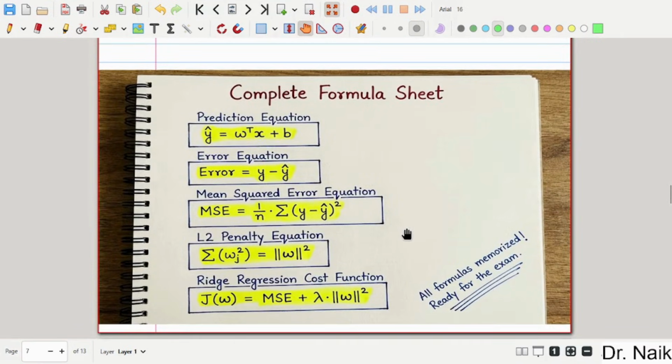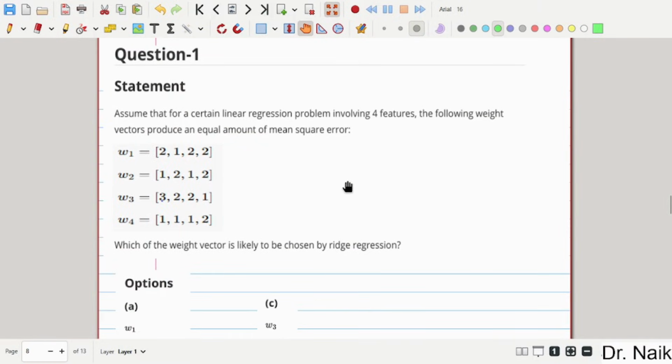So these are some important formulas. Y hat is equal to W transpose X plus B, and error is Y minus Y hat, that is, actual value minus predicted value, and MSE is 1 upon n multiplied by summation of square of Y minus Y hat, and L2 penalty is norm of W square or norm square W, that is summation of W square, and ridge regression is MSE plus lambda multiplied by norm square W. Now let's solve the question.